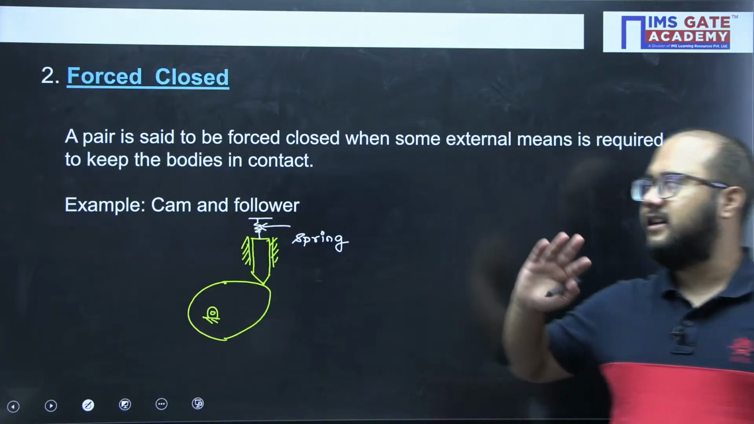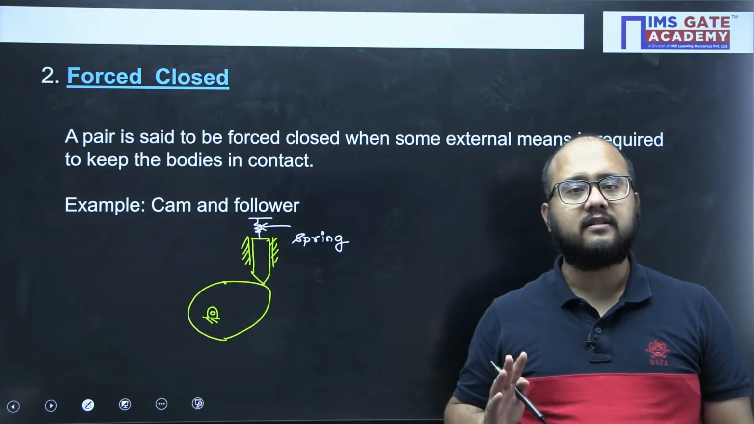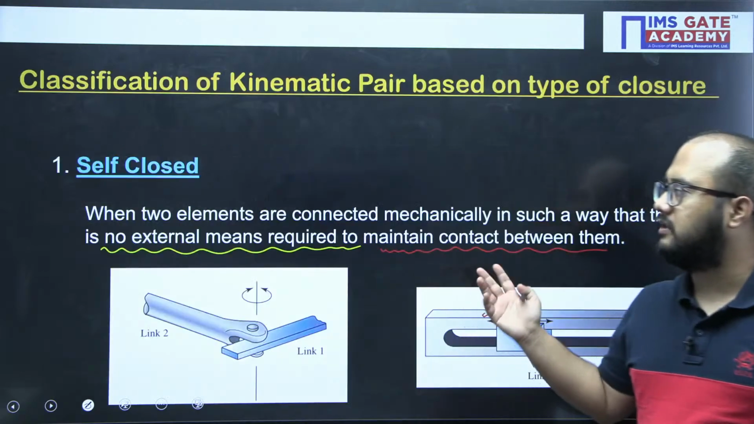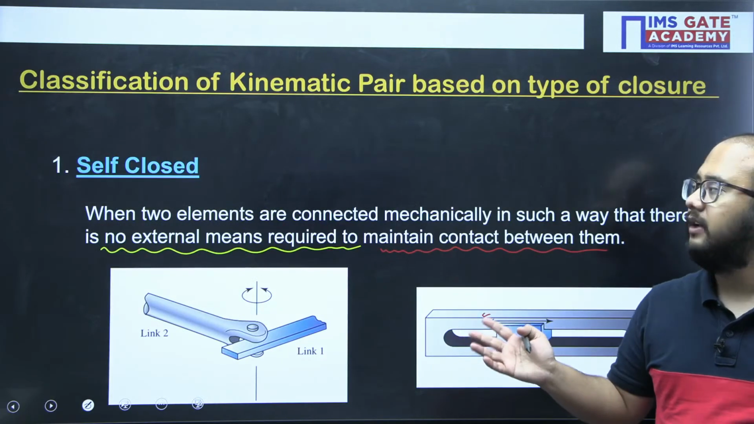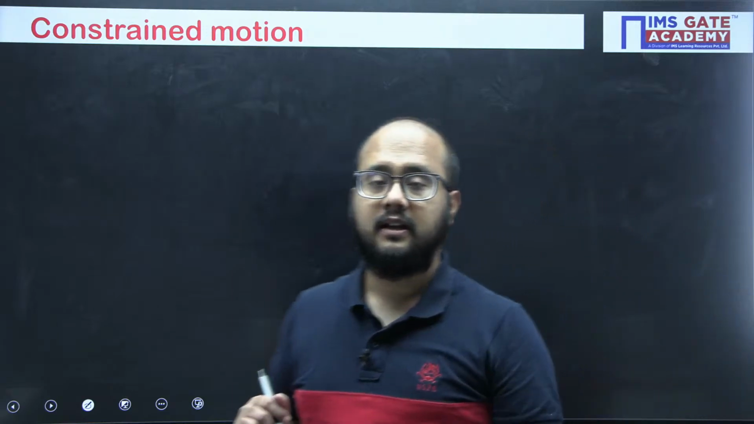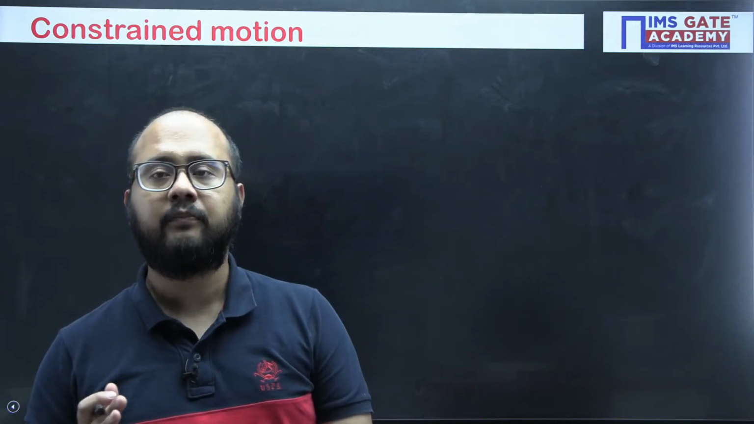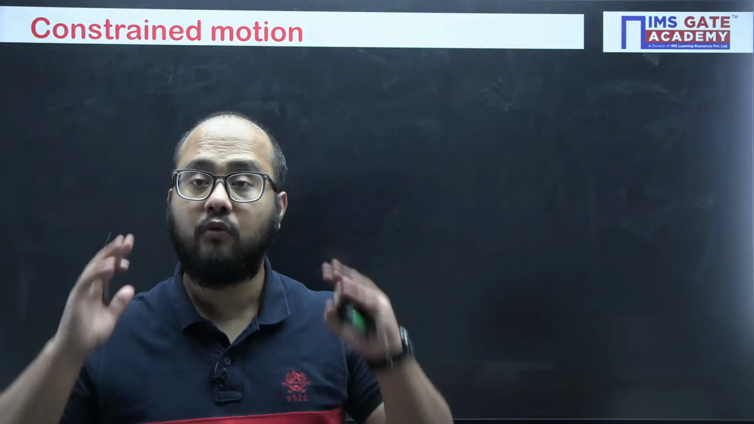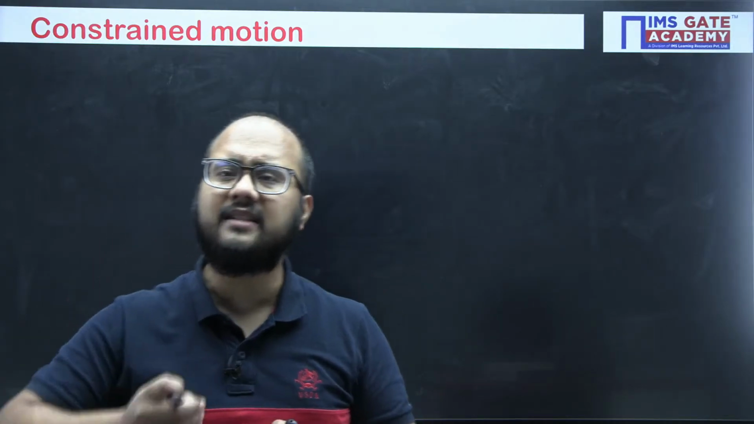So we have discussed completely the kinematic pairs. This was the last topic which was left. Now coming back to the most important topic of today's lecture, constrained motion. What do you mean by constrained motion, and what is actually a constraint?